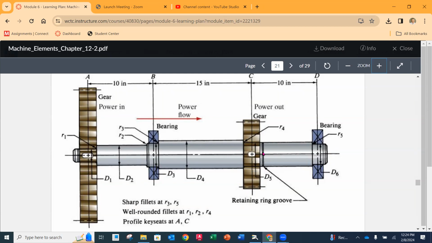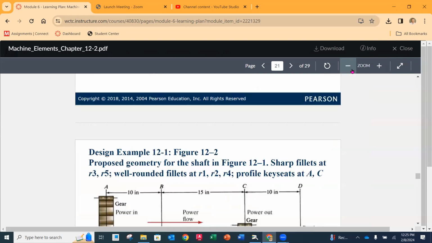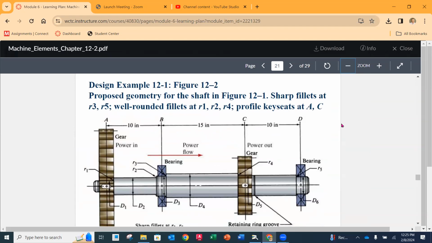And then the last thing that we have on the right-hand side at D here is going to be our bearing. Notice that on that left-hand side, that's going to be the side where it's shouldered so it can locate. So again, KT factor associated with the sharp corner there. So this is going to be the arrangement of the shaft that we'll be using and referencing back to for the entire process. So any questions right now?